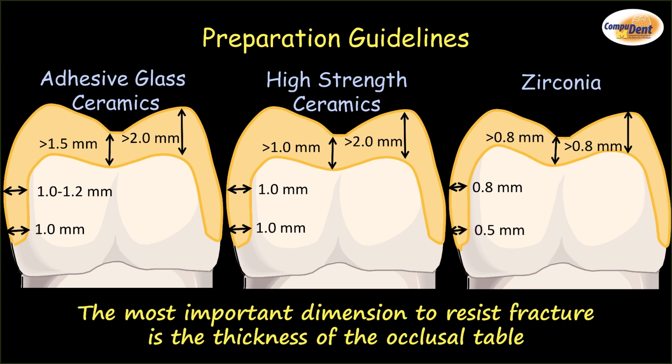Manufacturers give us these recommended thicknesses that we should have for our preparations, and that's to ensure that the strength they tell us these materials have will be there. We can't take one of these materials, reduce it in half, and expect to get the same strength. That's why we have these recommendations. So at least using a high-strength ceramic or a zirconia material, we have a better opportunity to put it in a smaller space than, say, the adhesive glass ceramics.